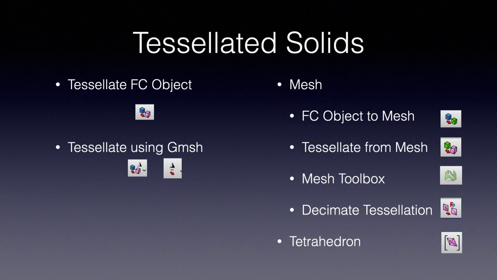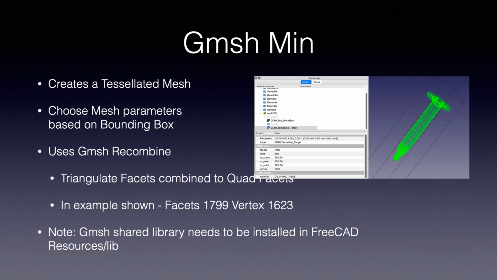The Workbench offers a number of facilities for creating GDML tessellated solids, either directly from FreeCAD objects or from meshes, and also manipulating those tessellations. One of the tessellation facilities is called GMeshMin. This first of all creates a mesh from the object and then uses Gmsh recombine to reduce the number of facets. It does this by combining suitable triangular facets into quad facets.